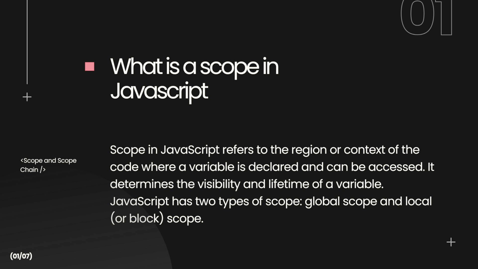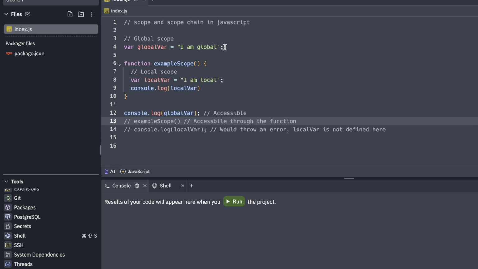Let's take a look at some code. Over here, I have a global variable defined and a local variable defined in a function. So what this means is that this variable can be accessed anywhere in your code. A global variable can be accessed anywhere in your code, whilst a local variable can only be accessed where it is defined or the block in which it is defined. Now, let's take a look at how this works.